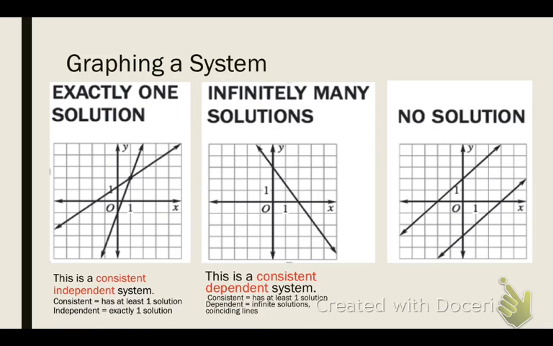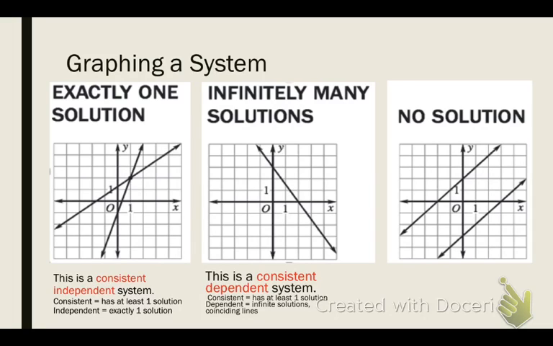A little bit more vocabulary is the word consistent, and then independent versus dependent. The two cases to the left are both consistent systems because they have a solution. The one all the way to the left is a consistent independent system because it's consistent, it has at least one solution, and then we say it's independent because it has exactly one. Now, the one in the middle is a consistent dependent system. It has at least one solution, and we say it's dependent when it has infinitely many solutions where they're coinciding lines, one falling directly on top of the other.